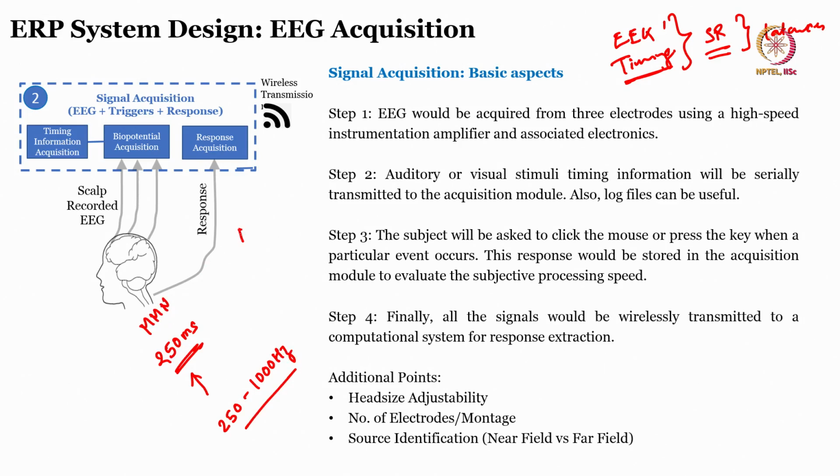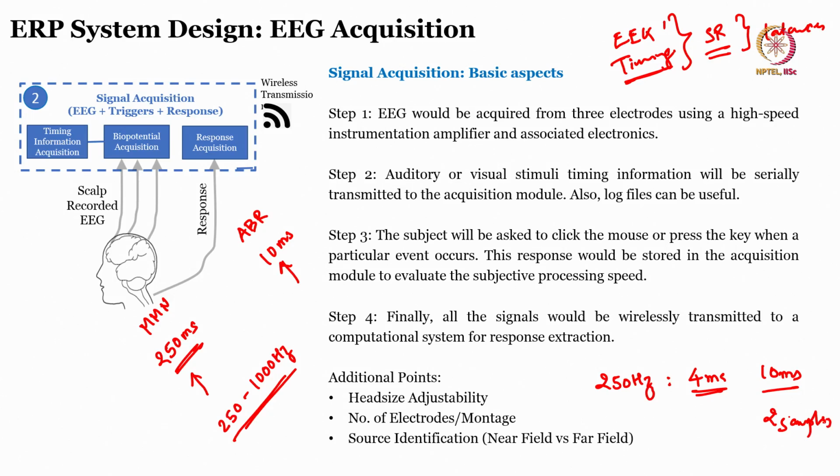Whereas if I talk about ABR, auditory brainstem response, it comes within 10 millisecond of sound presentation. So the same thing cannot be used, because if you use a 250 hertz board, then the sampling interval is 4 millisecond, right? And you want to record a 10 millisecond signature, you will only get 2 samples.